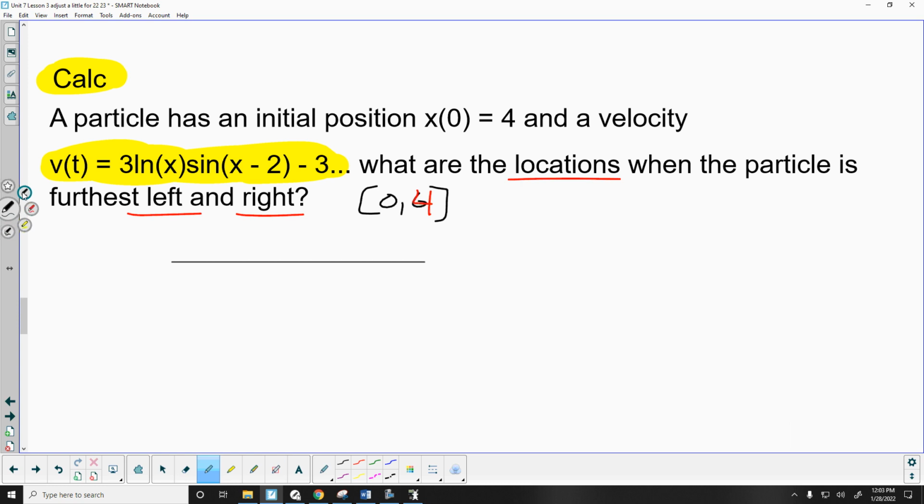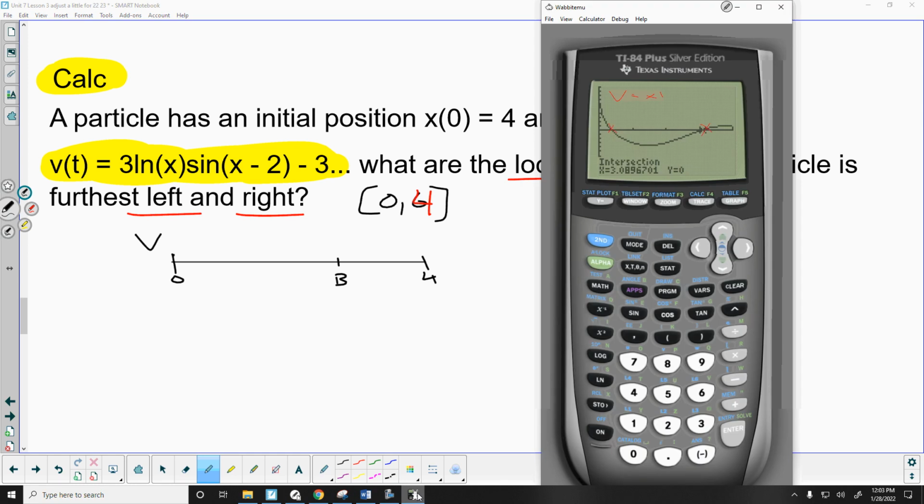So here's my velocity sign analysis between 0 and 4. I'm going to call this guy B. Okay? And I'm going to say B is 3.089670.